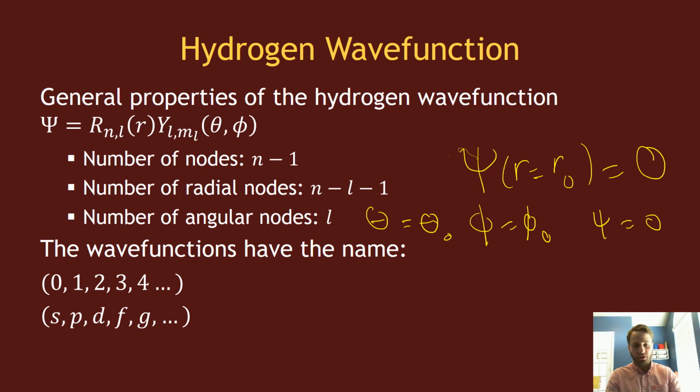And then the wave functions. We talk about our 1s orbitals, our 2s orbitals, 2p orbitals. It's just a reminder that those s, p, d, f, g names correspond to the L quantum number. L equals 0, that's referring to an s orbital. L equals 1, that's the p orbital. L equals 2, that's the d orbital, so on and so forth.